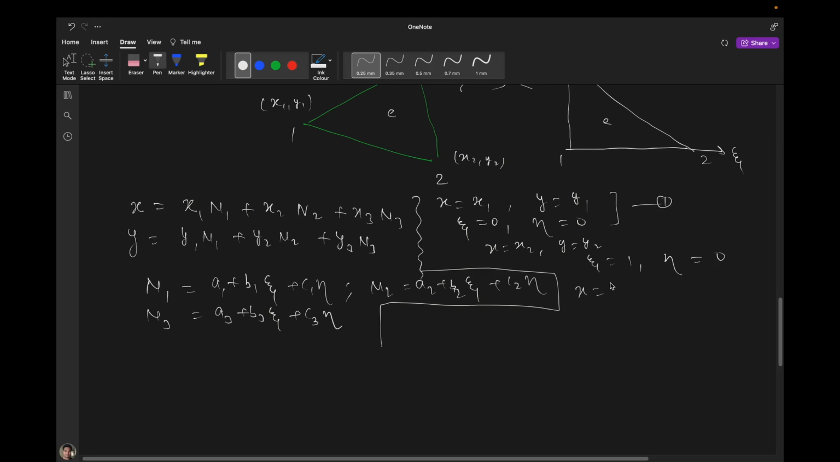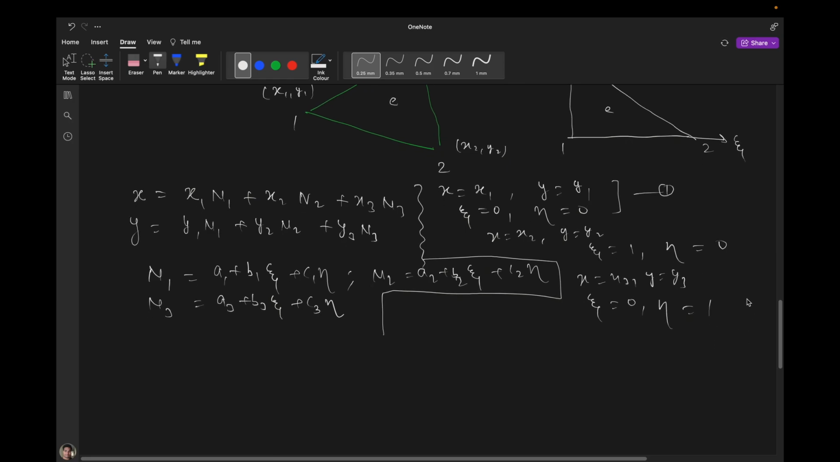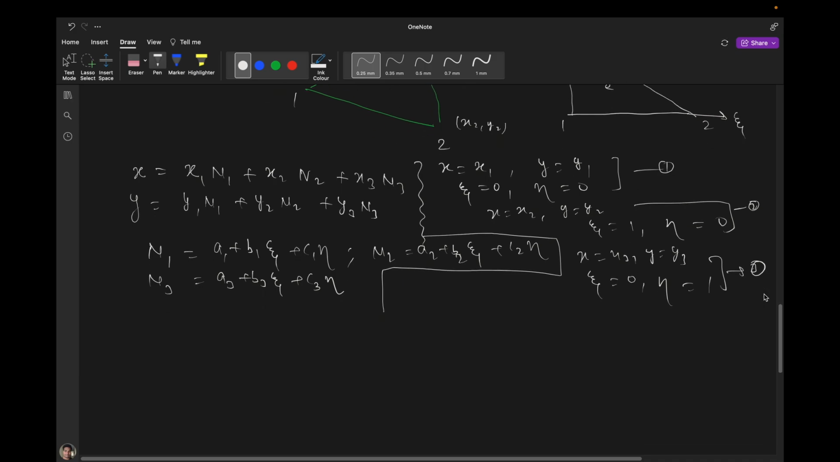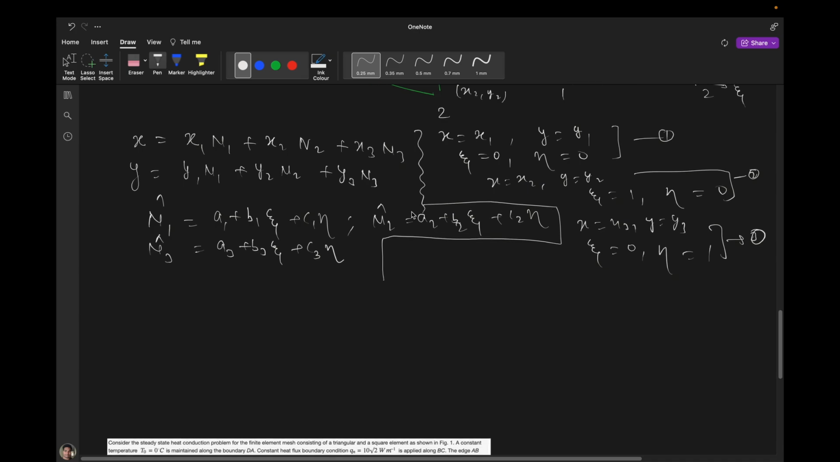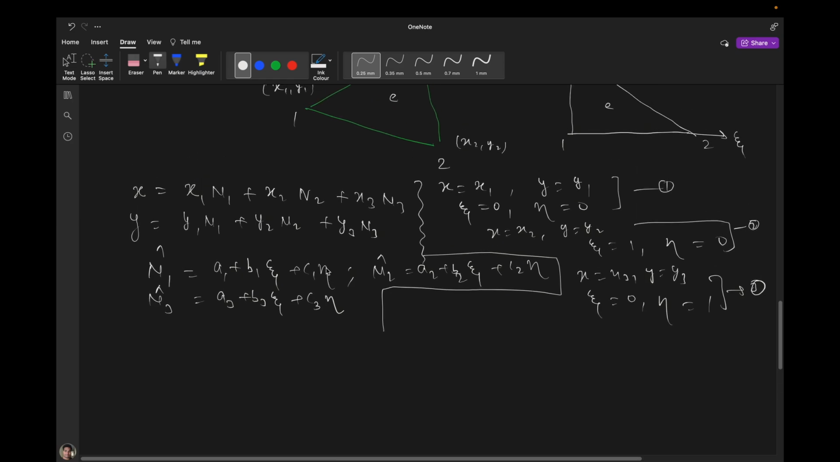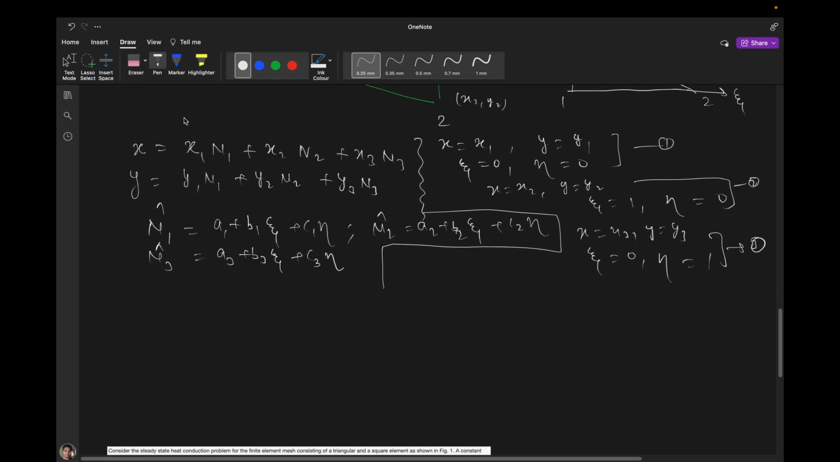Similarly, when x equals x3 and y equals y3, then zeta must be equal to 0 and eta must become 1. So when you substitute conditions 1, 2 and 3, you will get N1, N2, N3. I'm using a hat here, because it is different from the normal shape function. The previous shape function depends on the physical domain, but here N1, N2, N3 depend on the master domain, so that's why I'm using hat in this case.